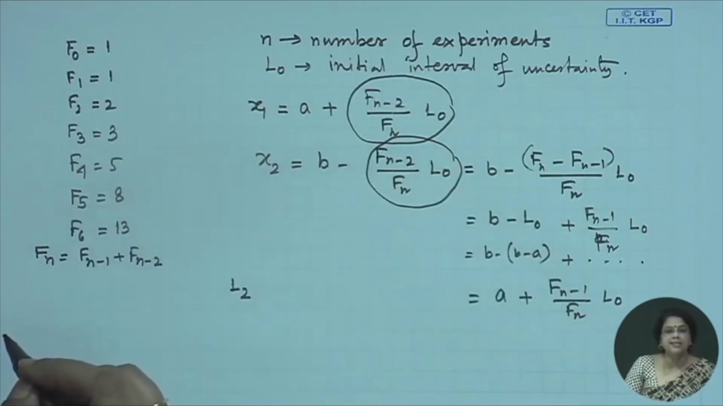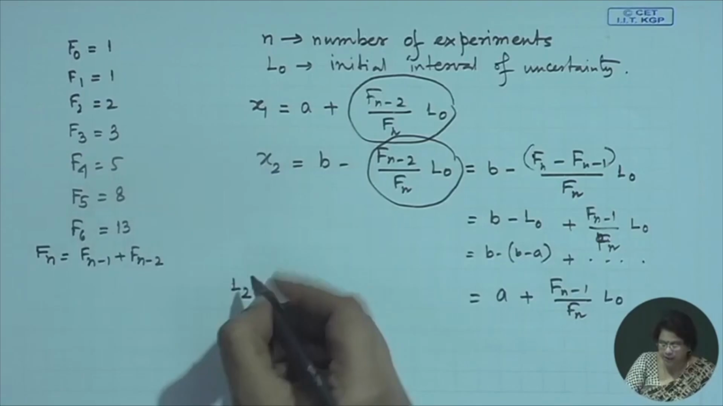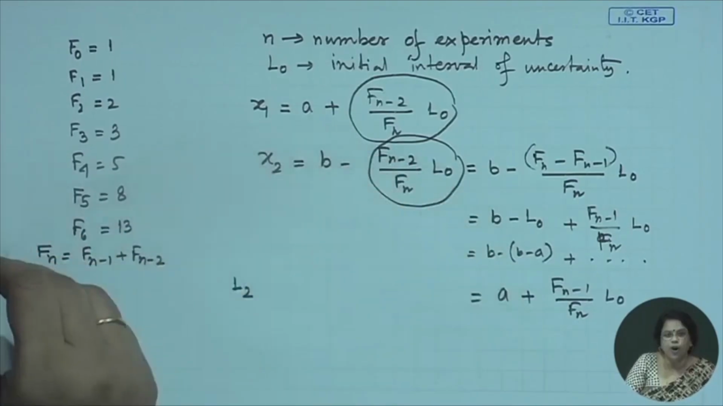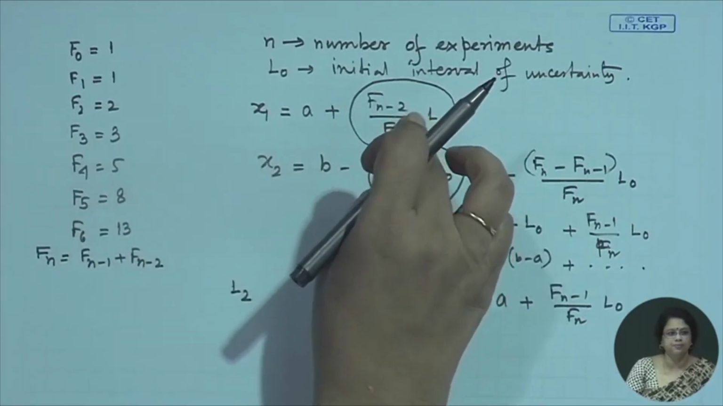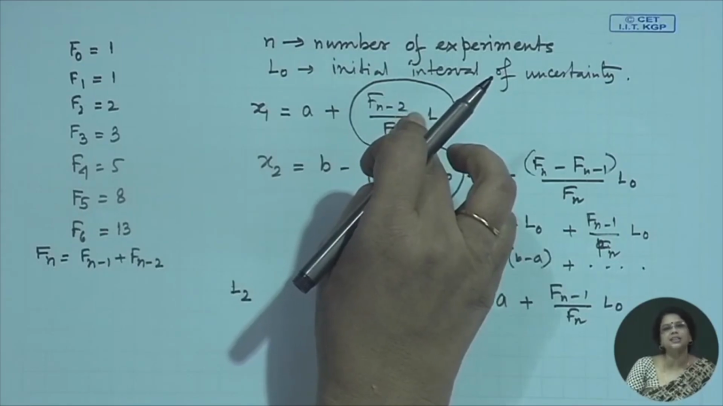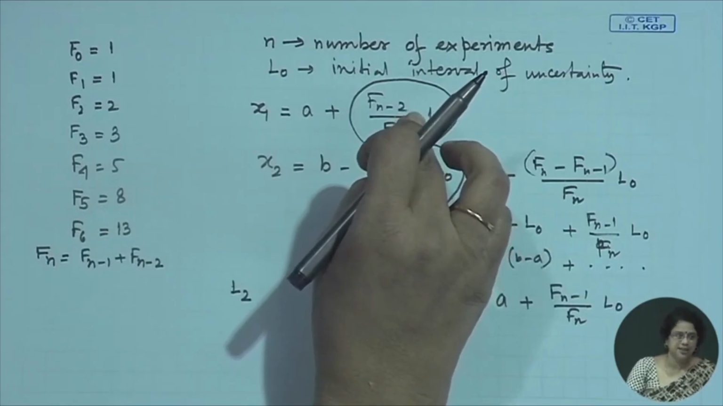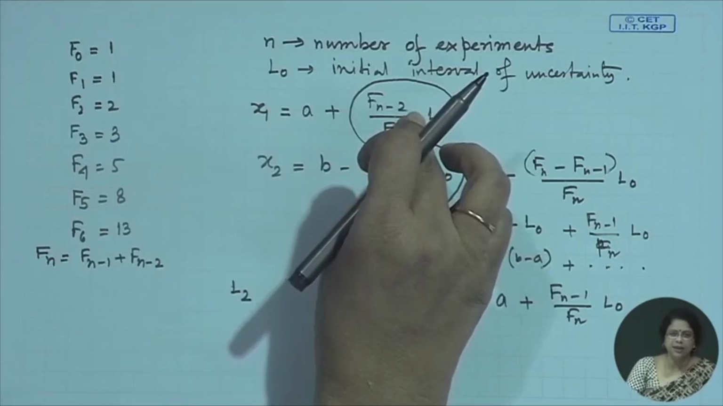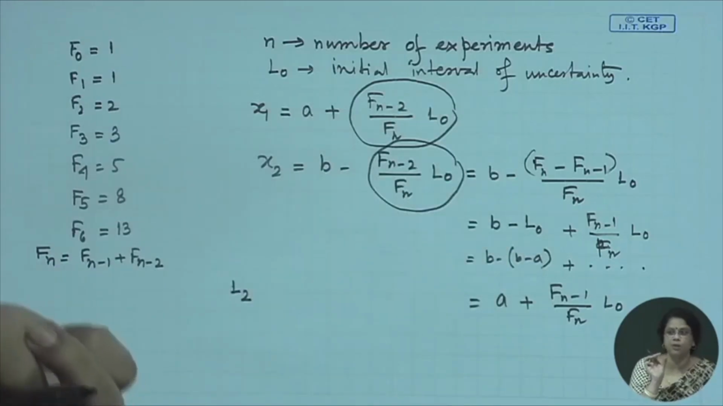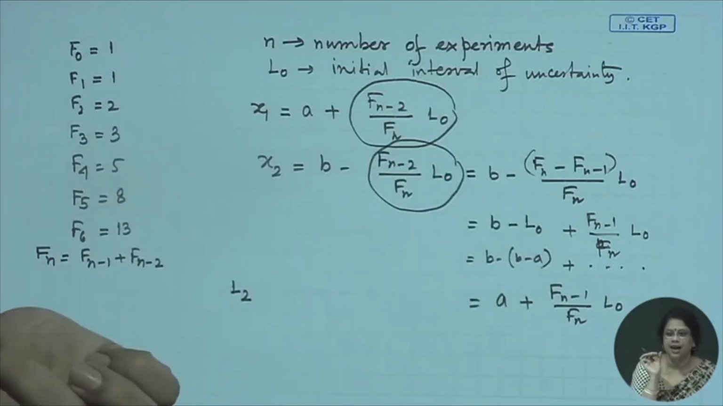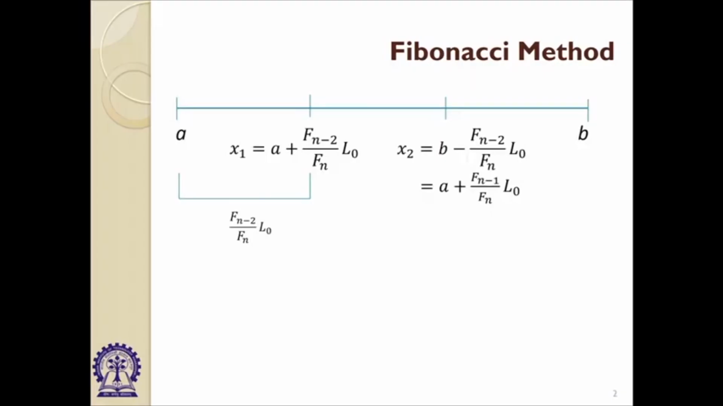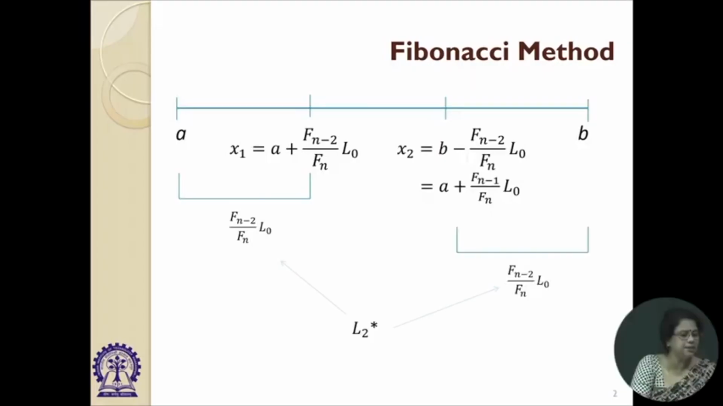Okay, and the next interval of uncertainty would be L naught minus this term, because as you have seen in the dichotomous search, the same thing, we will discard a portion. How much portion will I discard? After discarding a portion, I will get the new interval of uncertainty as L naught minus this one. Actually, there is a name for it. This term is named L2 star.